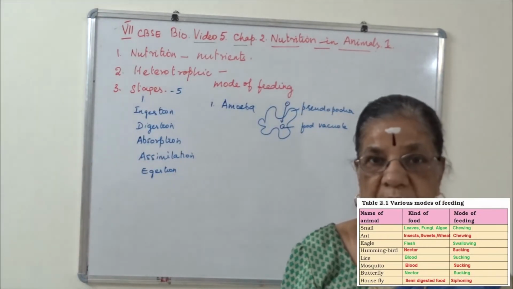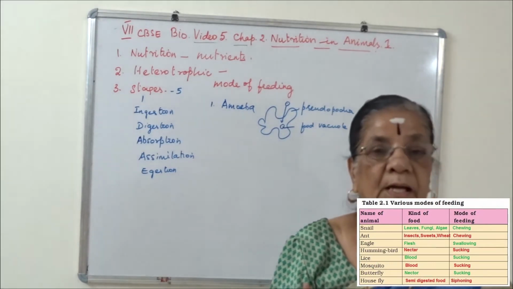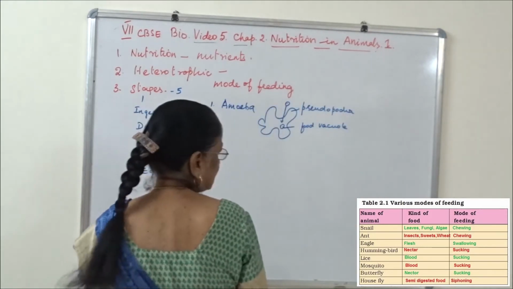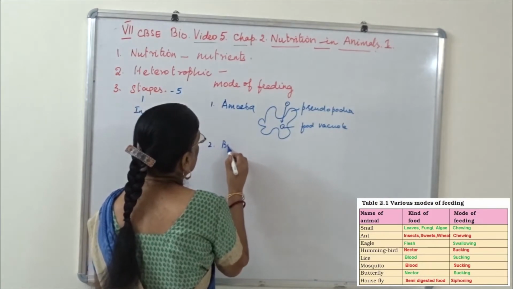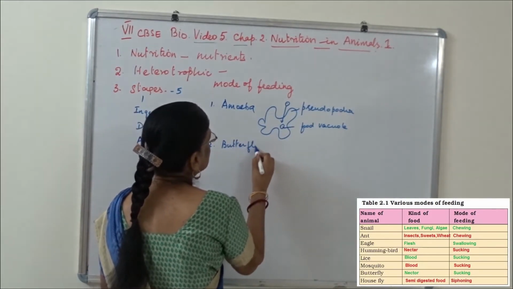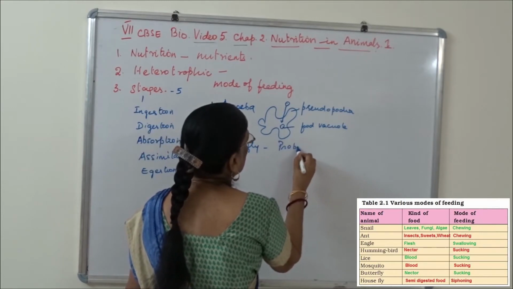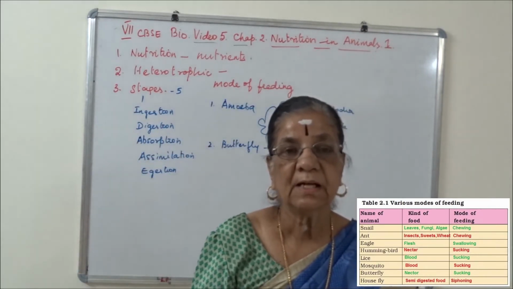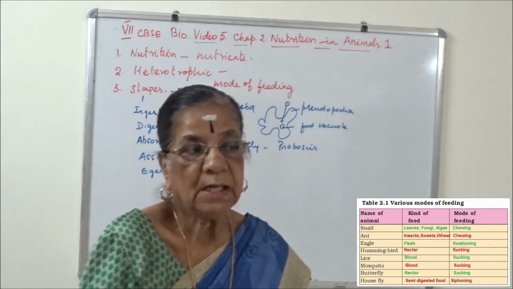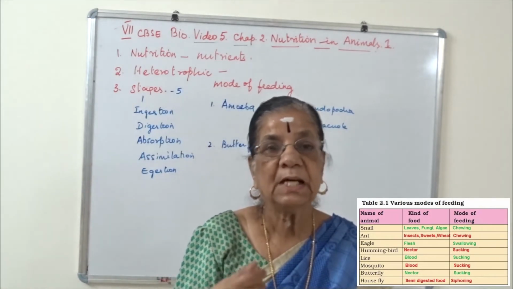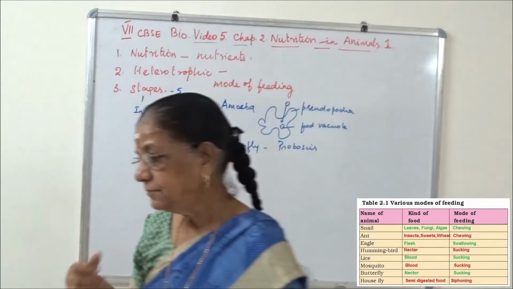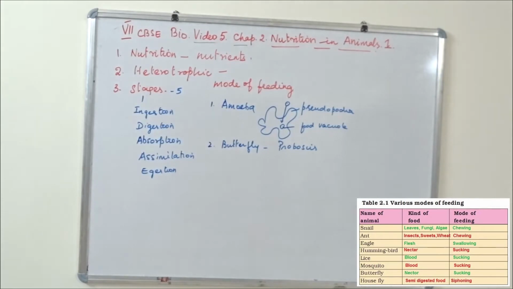So amoeba takes food by putting forth pseudopodia, and a butterfly sucks nectar with the help of proboscis. The proboscis is like a big straw, and that process is called siphoning. So this way different animals take food in different ways. I hope you follow this.